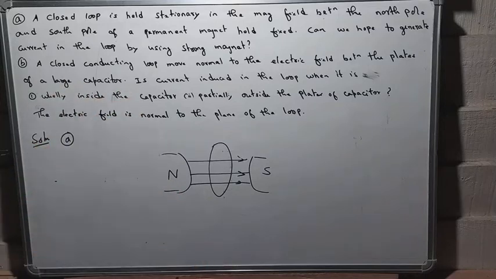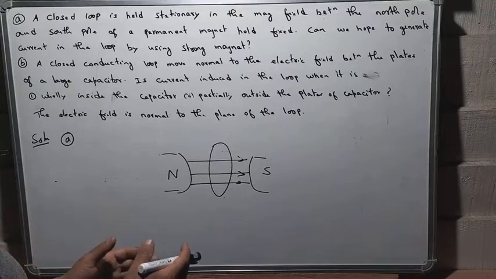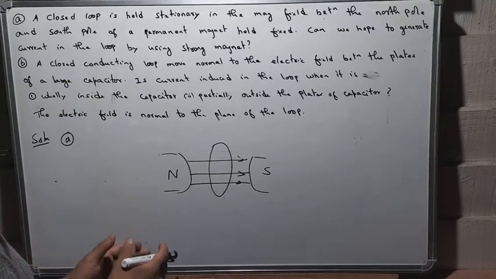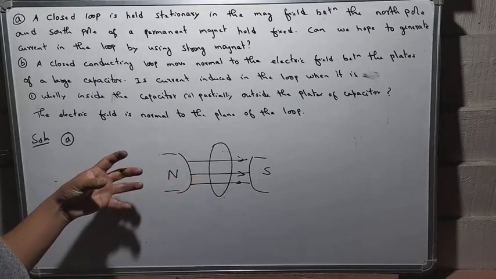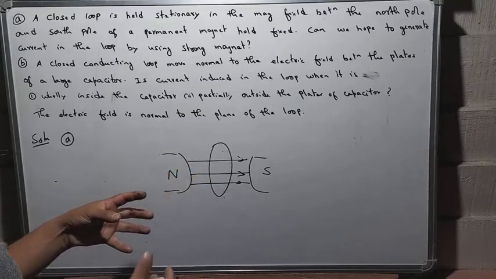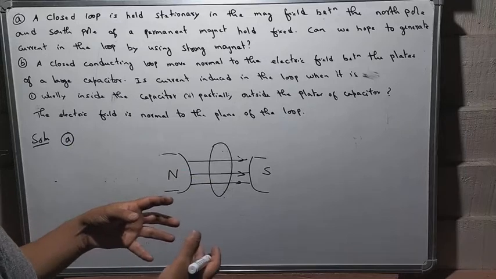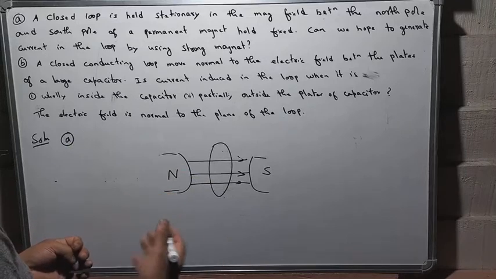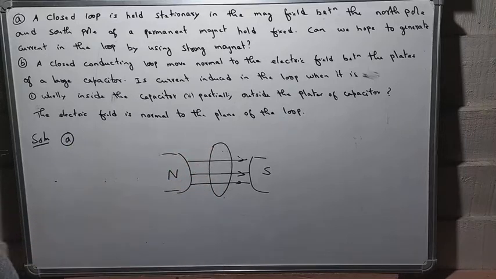So the answer in this case is that we cannot generate a current in the loop by using a strong magnet, because a strong magnet can only produce a large magnetic field, but this magnetic field will not be changing because the loop is held stationary in this case.